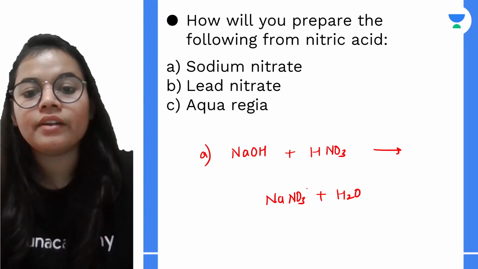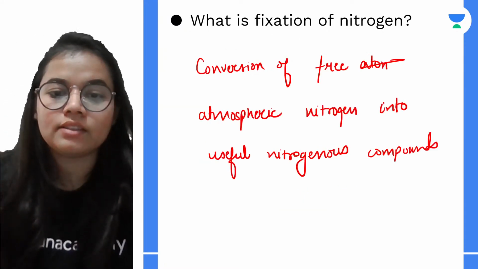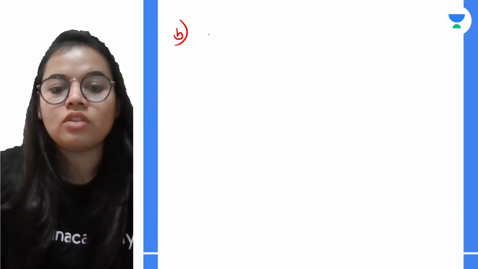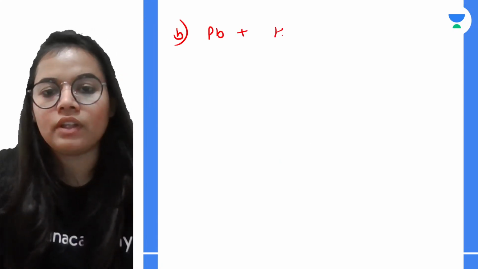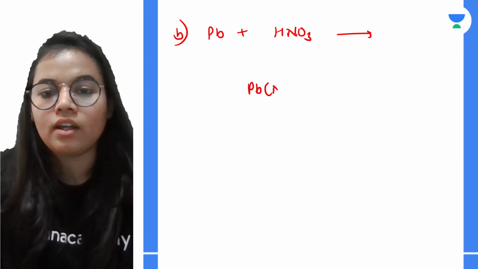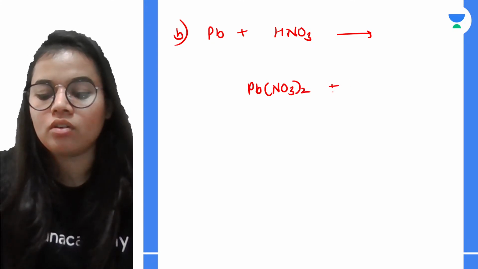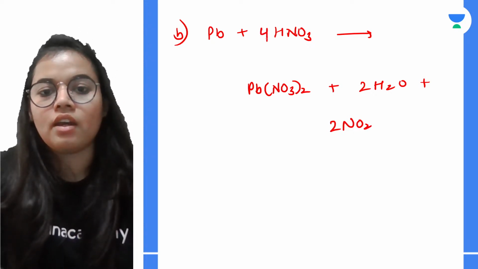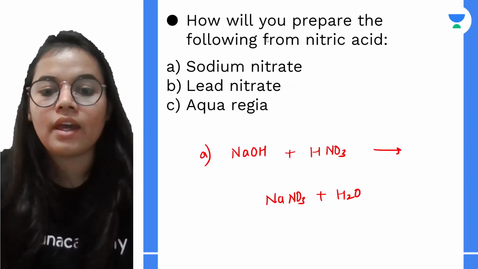Next is lead nitrate. तो lead nitrate हमें मिलेगा lead से directly. So I'll take lead, and when I react it with the nitric acid, I will be getting what? Lead nitrate, water, and nitrogen dioxide.